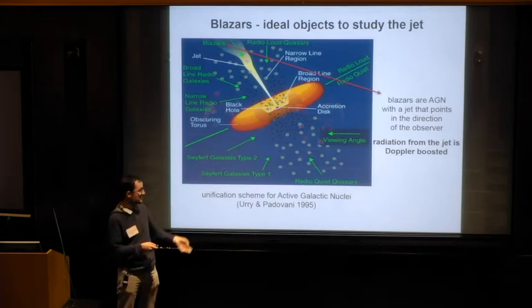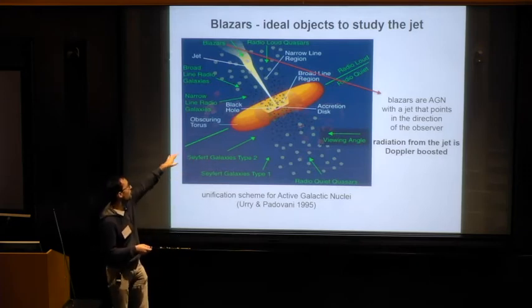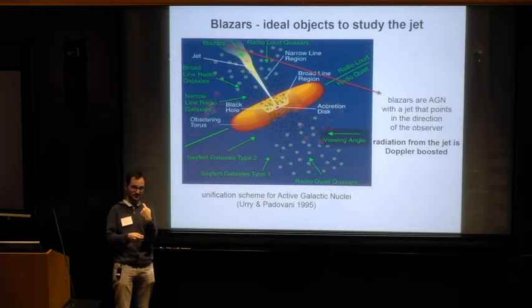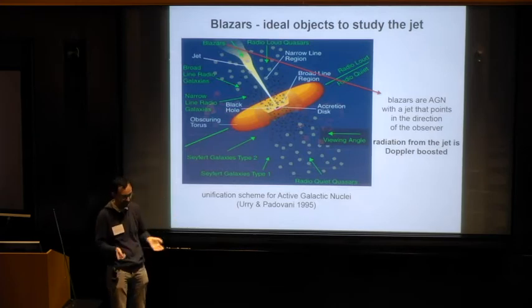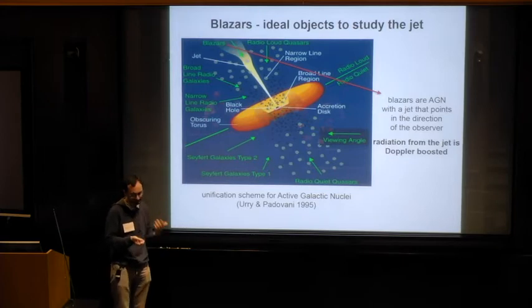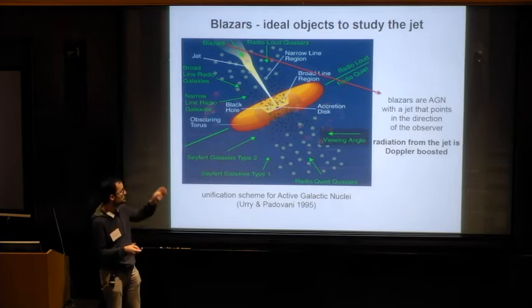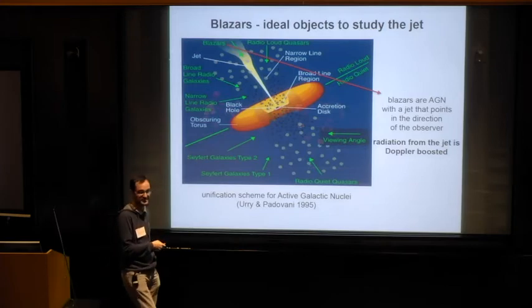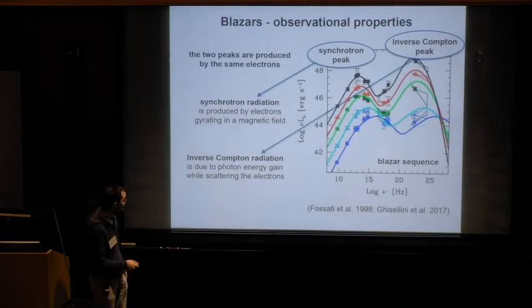So radiation from the jet is outshining all the other components that one can see in these cartoons. There are many, but if I look at these objects where the jet is pointing towards me, I basically can study almost only what's happening in the jet. So if I'm interested in the jet, these blazars are the objects that I should look at.